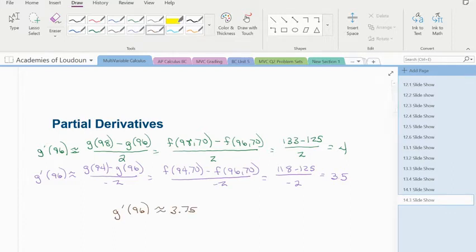This means that when the actual temperature is 96 degrees Fahrenheit and the relative humidity is 70%, the apparent temperature or heat index rises by about 3.75 degrees Fahrenheit for every degree that the actual temperature rises.